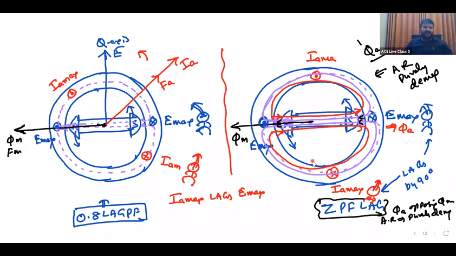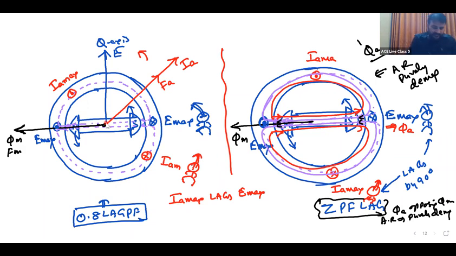Now you can check for any power factor. I have drawn the diagram for exactly 90 degrees lagging. For a general lagging power factor, we can divide phi A into two components: one component causes demagnetization and the other causes cross magnetization. Okay, fine.